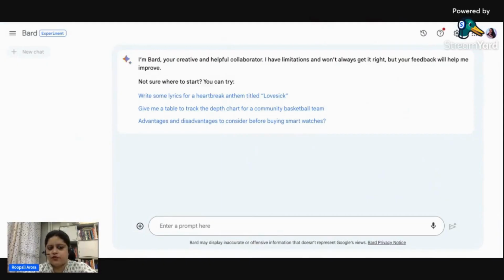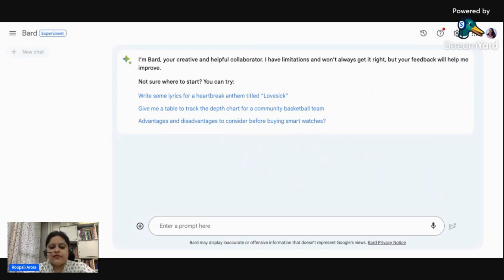At bard.google.com we come to the home page of Bard. And this is one layout which will help us understand how, in real life, in our day-to-day teaching-learning process, we can use Google Bard in a more creative manner. And in that scenario, we will learn how to actually use Bard in education.